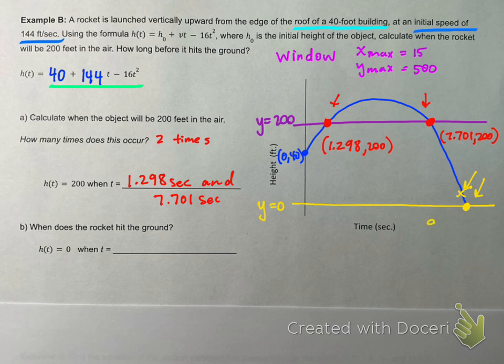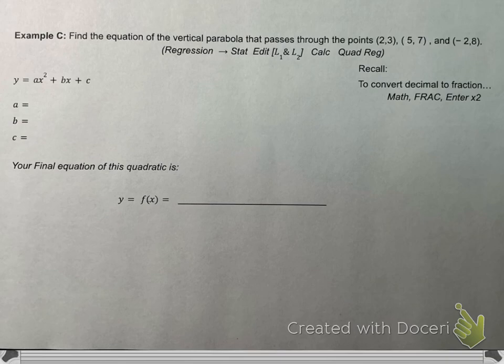And it tells me this is happening at 9.2269, 0. So when does the rocket hit the ground? You can claim that's at 9.269 seconds.